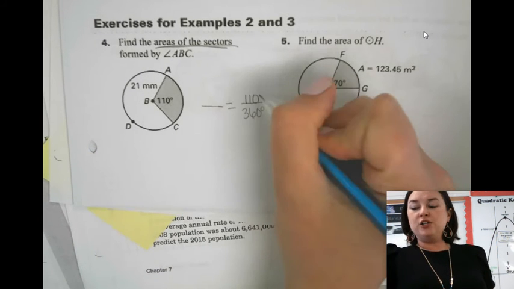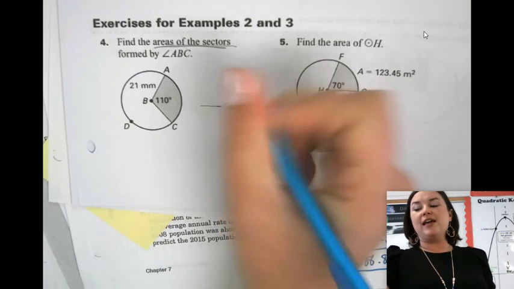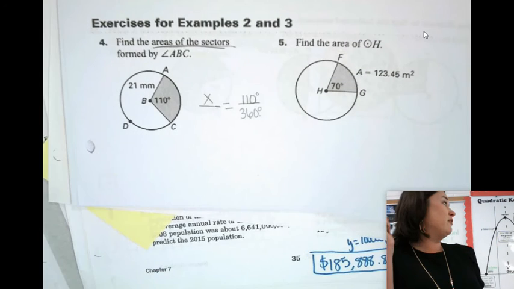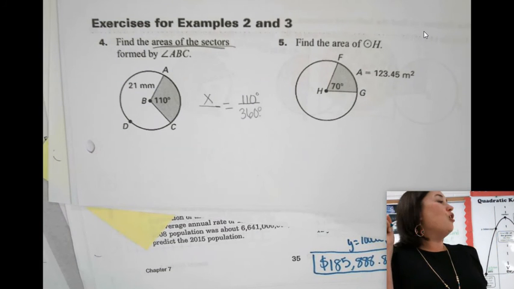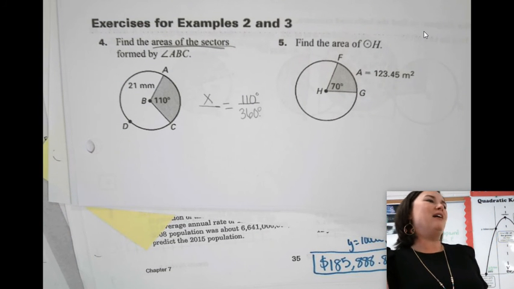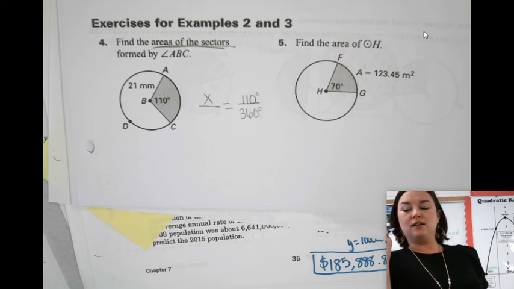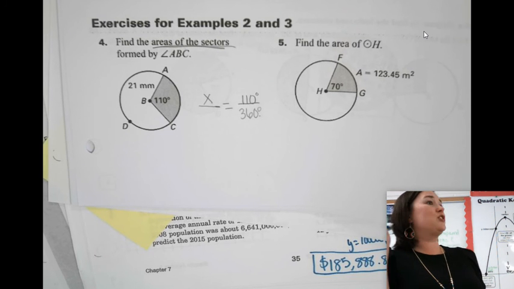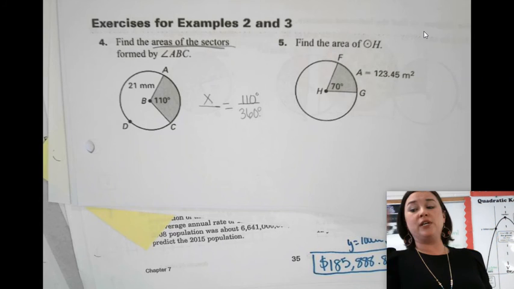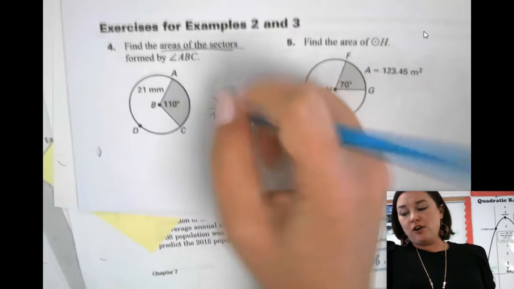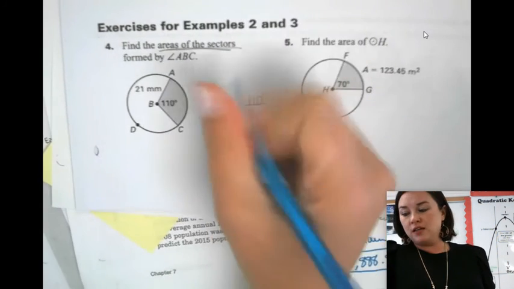So we put 110 degrees over 360 degrees, and that would be the area of the sector, which is what we're looking for. So I'm just going to call it X. You can use whatever variable you want. Over the area of the circle. How would I find the area of the circle? Pi times the radius squared, and in this case, the radius is 21. So pi r squared, and instead of r, I need to put 21.